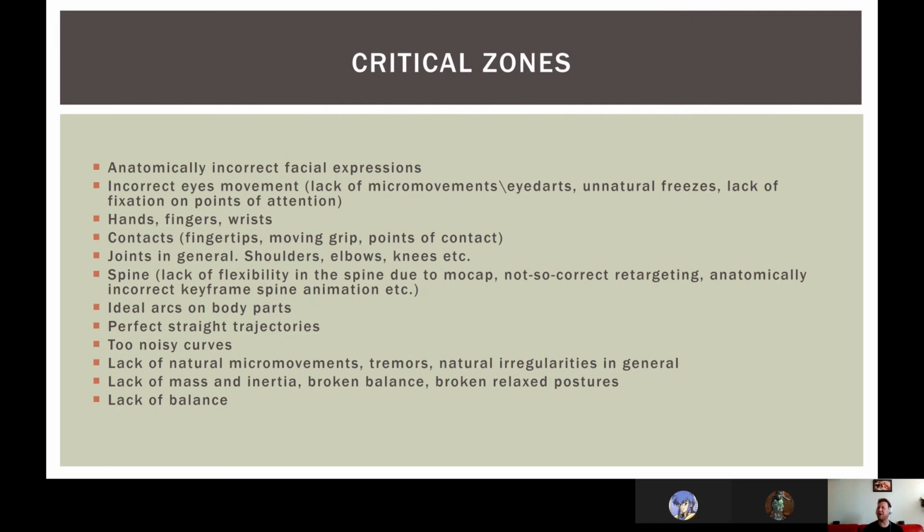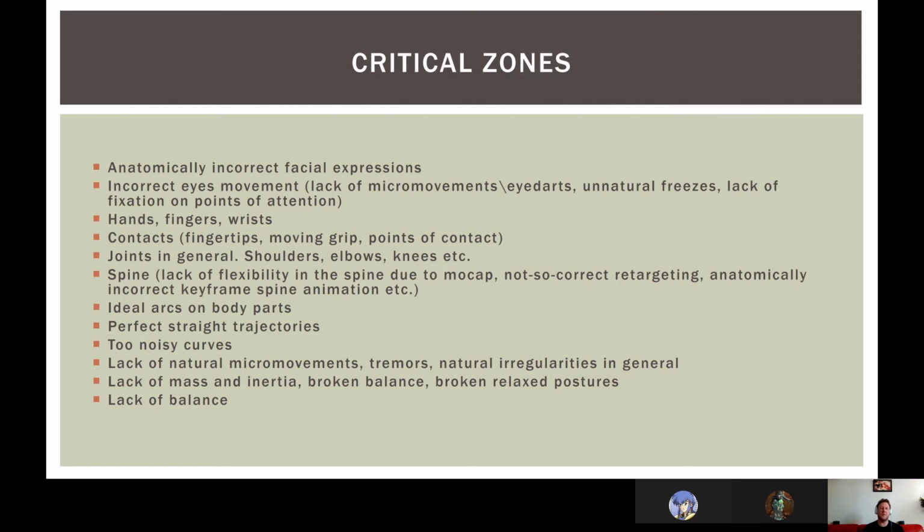Even if you're animating something like a very small, tiny character on screen, you still need to pay attention to hands, fingers, and wrists, because we read the character by reading the silhouette. And it's definitely different when you have a shovel or a natural looking finger pose. It reads very easily. So contacts, fingertips, moving grip, points of contact are very important. Even more, it's very obvious that there is something wrong with the animation, with the character.